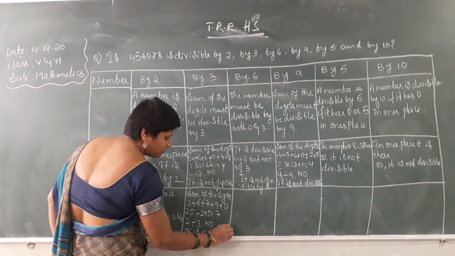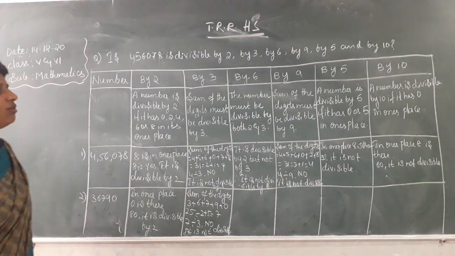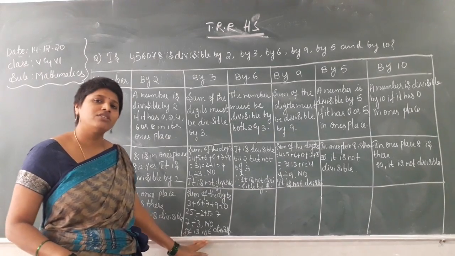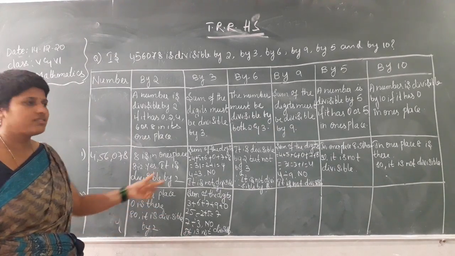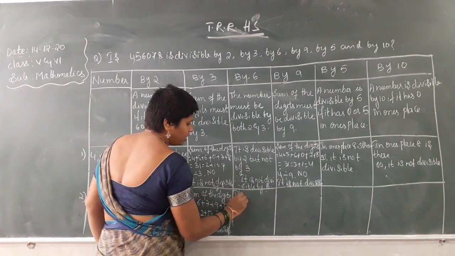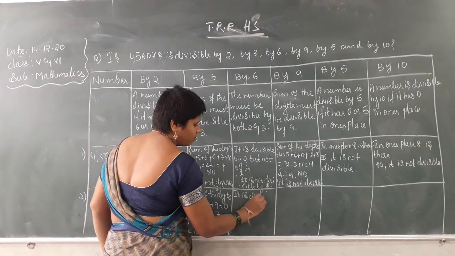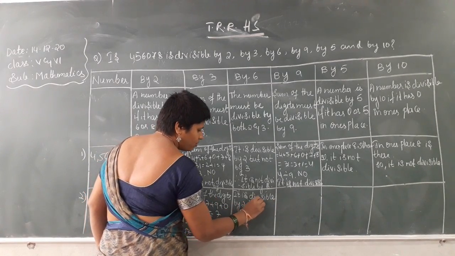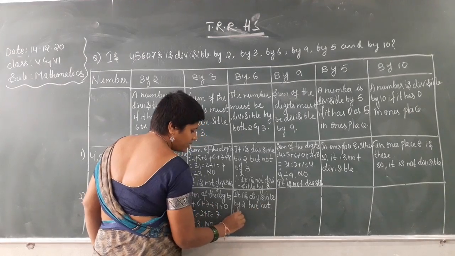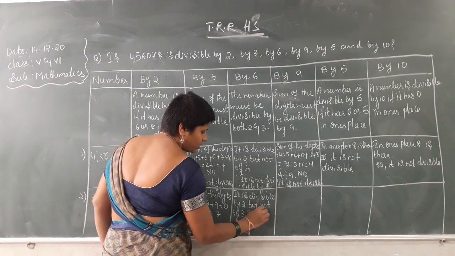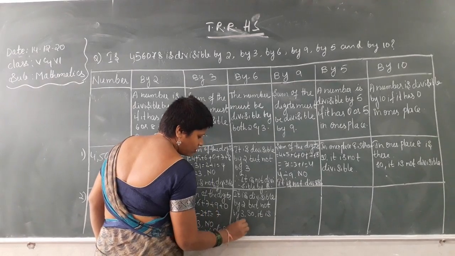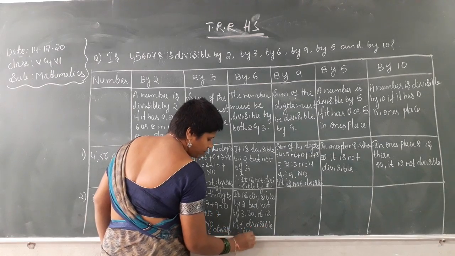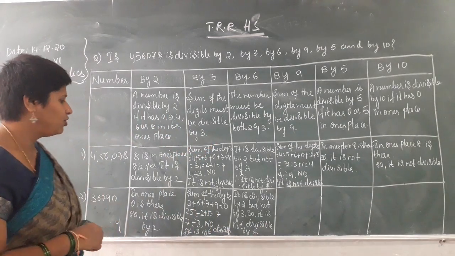It is not divisible. So coming to 6. What is the rule of 6? It must be divisible by 2 and also by 3. So it is divisible by 2, but it is not divisible by 3. So this number is not divisible by 6. So you write that one. It is divisible by 2, but not by 3. So it is not divisible by 6.